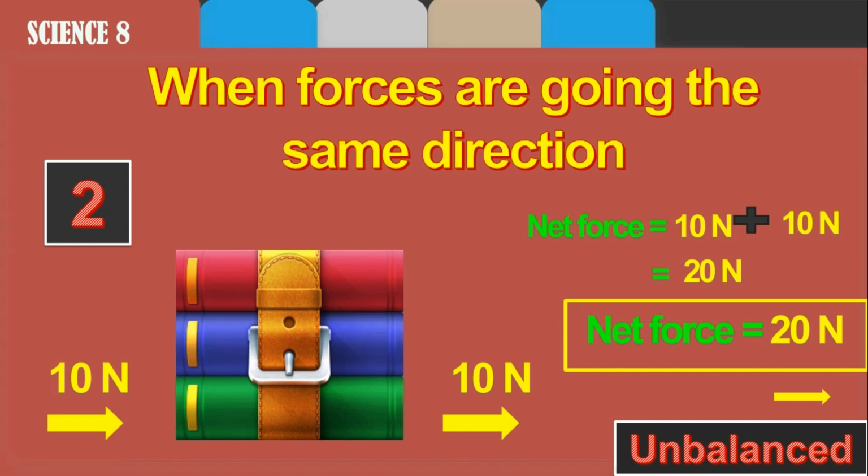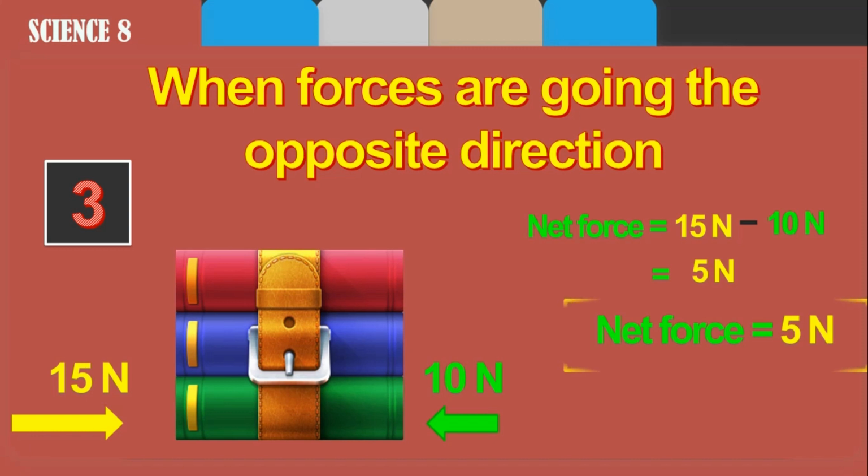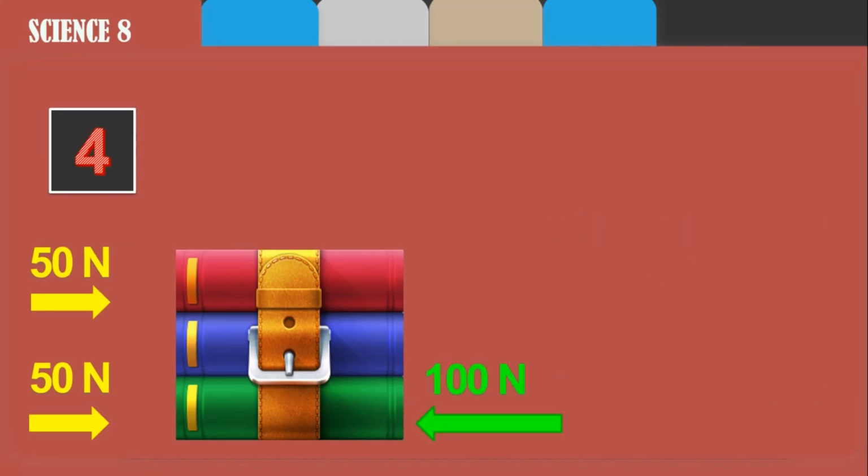In example number 3, we have 15 newtons to the right and 10 newtons to the left. What should we do if the forces are going to the opposite direction? Since they are opposing each other, we'll have to subtract. Net force is equal to 15 newtons minus 10 newtons. It is equal to 5 newtons to the right. Again, it is unbalanced.